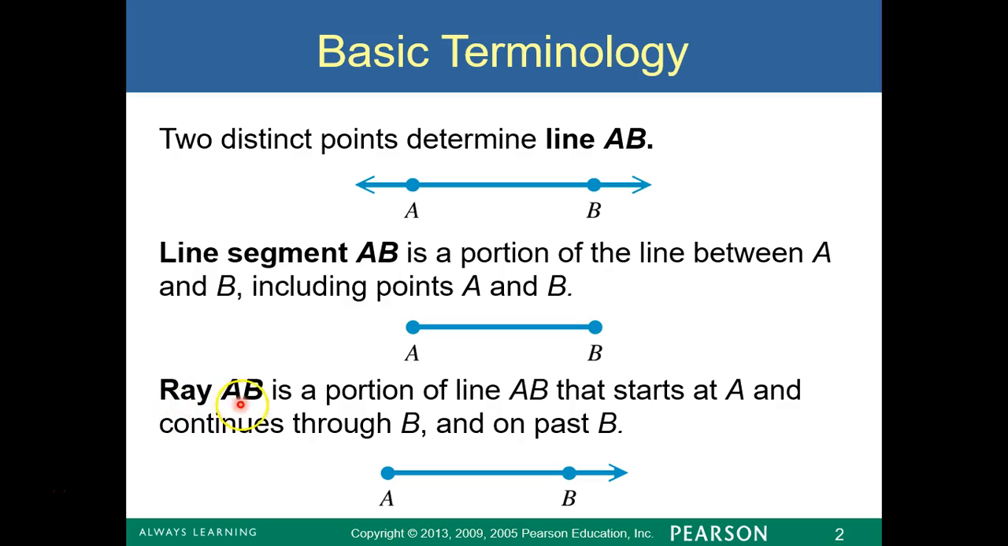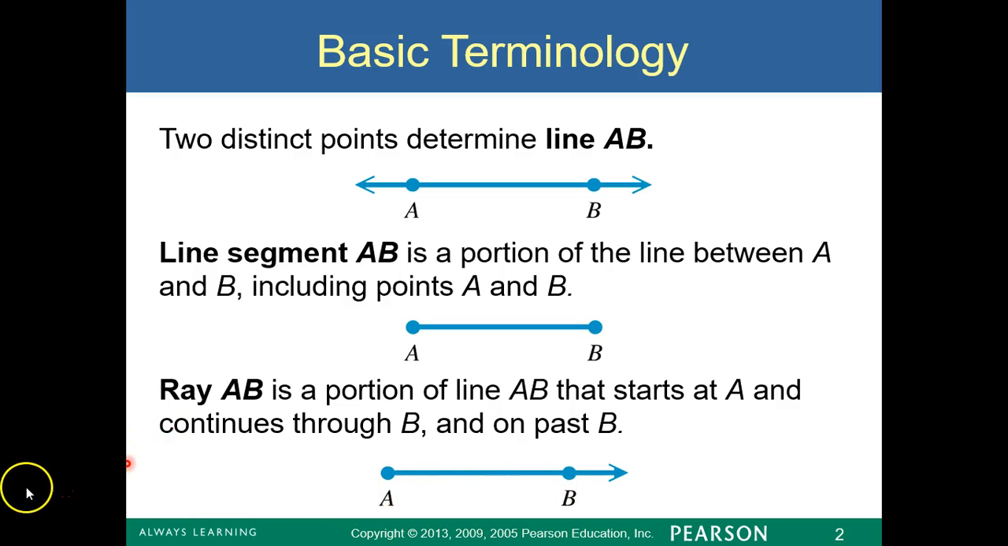Okay, and then a ray AB right here. Notice that a ray has one endpoint and then it extends on forever in one direction. Whenever we name our rays, A is going to be the first letter that we have, and that is our endpoint. And then B, the second letter in the name, is the point where it goes through B and extends on forever in that direction.